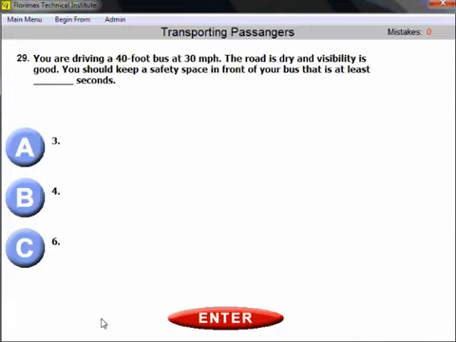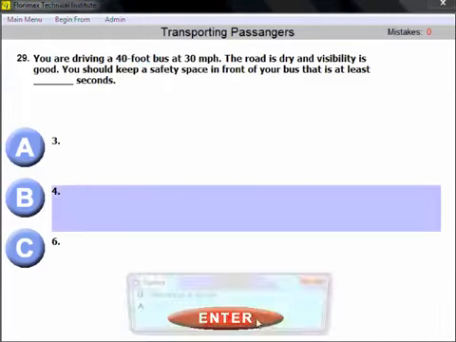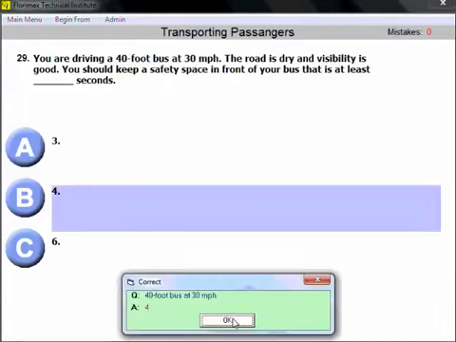Question number 29. You are driving a 40-foot bus at 30 miles per hour. The road is dry, visibility is good, and you should keep a safety space in front of your bus that is at least how many seconds? That should be easy. 1 second per each 10 feet of the bus length when the speed is less than 40 miles per hour. So 4, that is the correct answer.